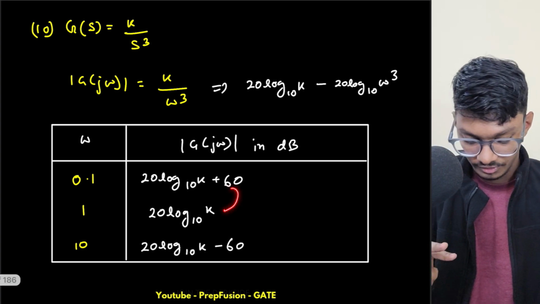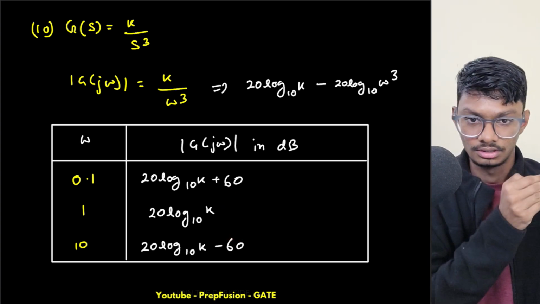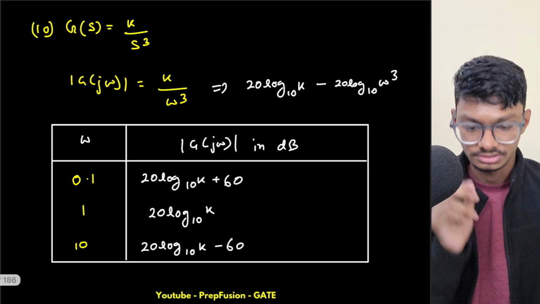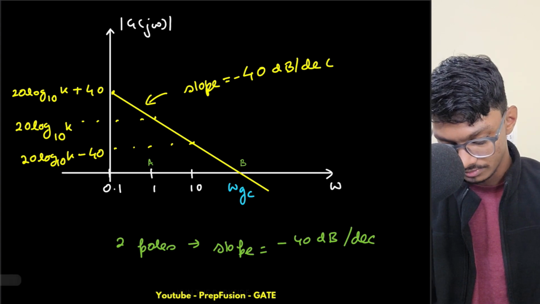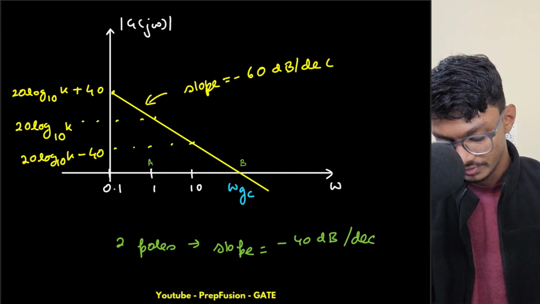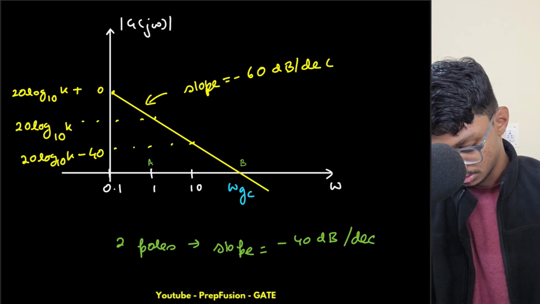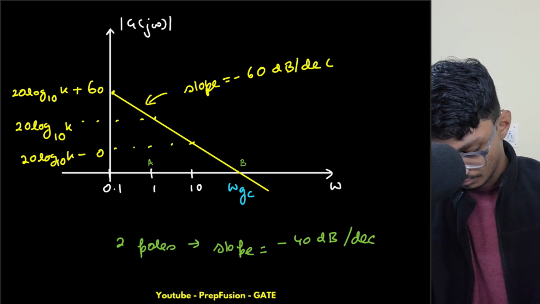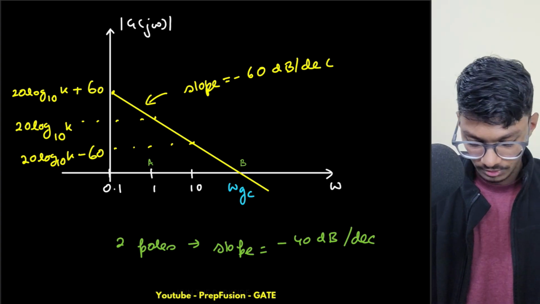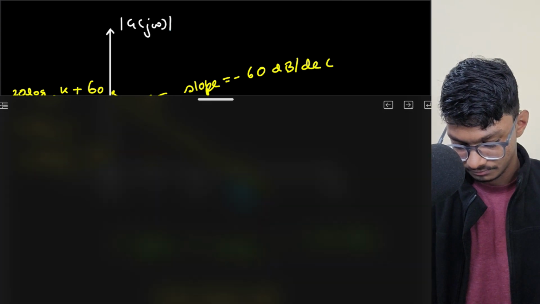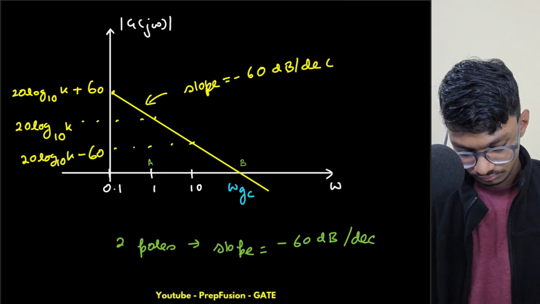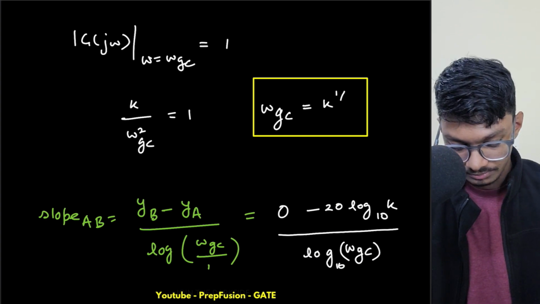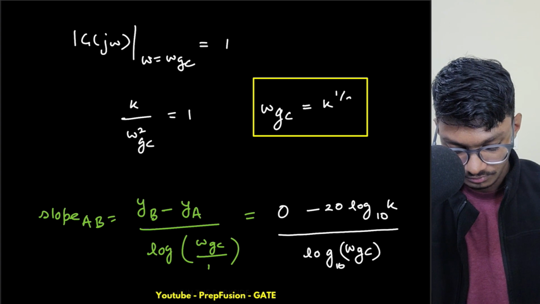Here we are observing that every decade we move on the x-axis omega scale, in the log scale we are moving by 60 decibels. So what will my slope become? My slope will become minus 60 dB per decade. We're moving 60 dB down. So this is 60, 60, 60. Okay, 60 dB per decade. Obviously from here you can understand that omega gc will become 1 by 3.